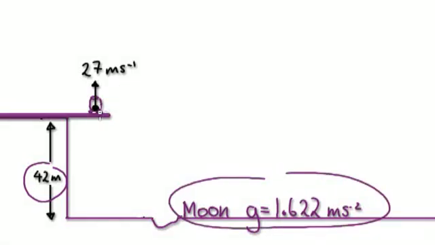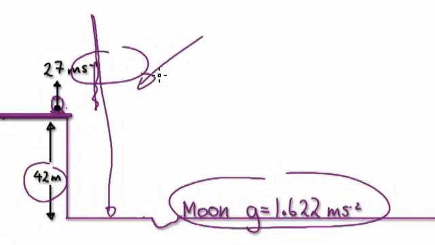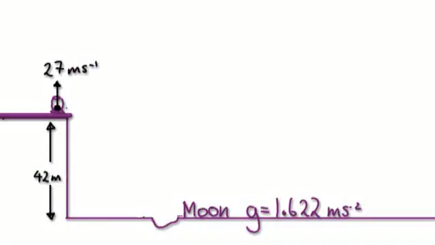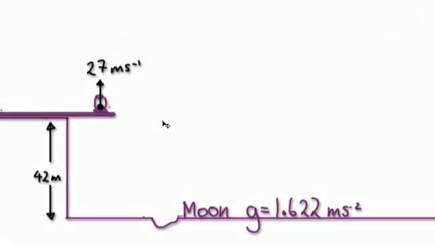Okay, you're going to fire a cannonball vertically upwards at 27 meters per second. The second after firing the cannonball, we are going to retract this plank here. So the cannonball will free fall back down to the moon. Okay, the question is: find the total flight time.